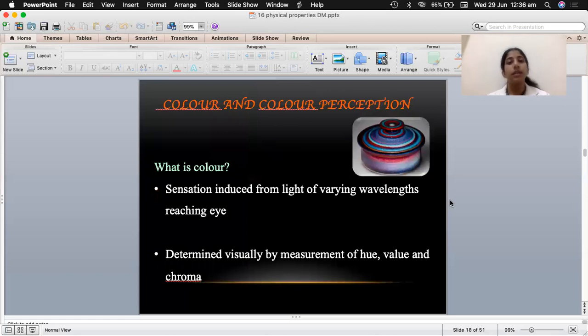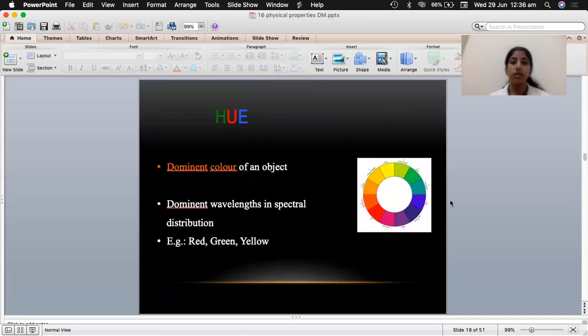Next physical property is color and color perception. What is color? Color is the sensation induced by light of varying wavelength reaching our eye. It is determined visually by measurements of hue, value, and chroma. Hue is the dominant color of an object. When we see an object, the color our eyes perceive first is the dominant color. That is the hue.